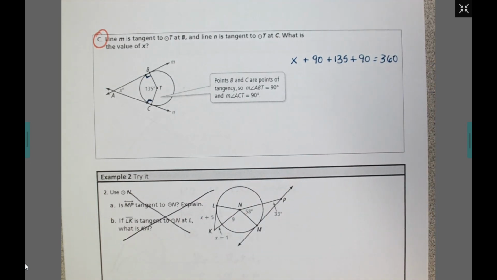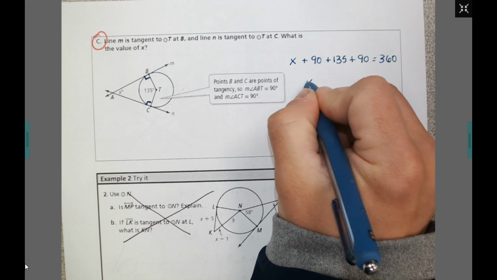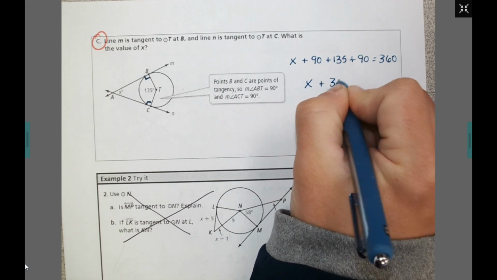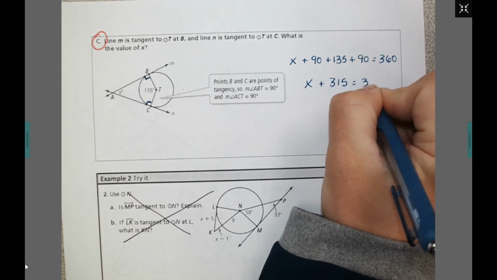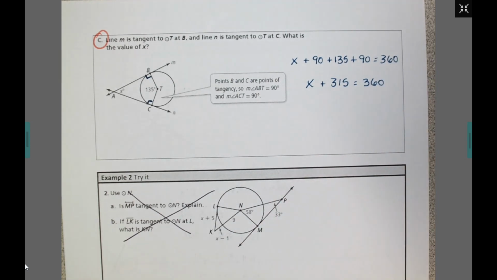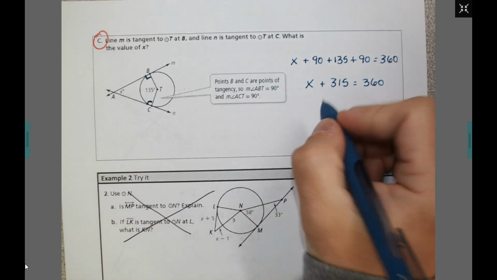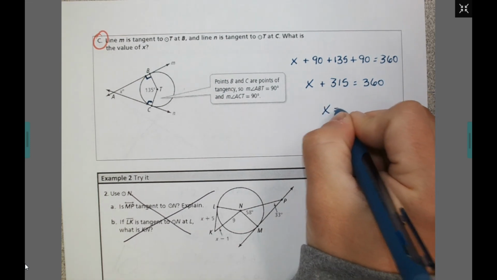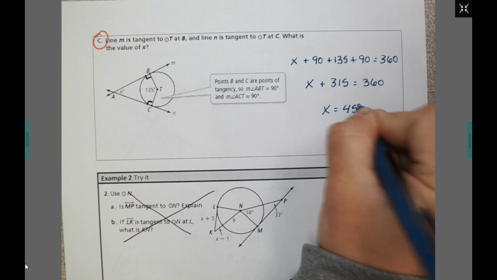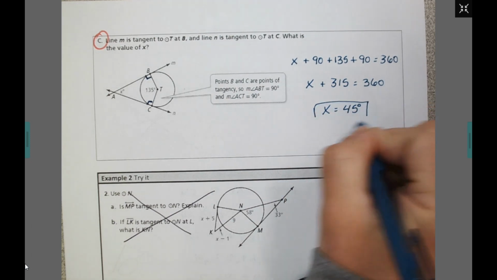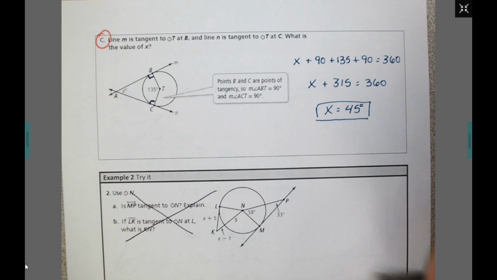To solve this, you need to use your Algebra 1 skills. On this left-hand side, if I add 90, 90, and 135, it's going to leave me with 315. So I have X plus 315 equals 360. Then solving for X, we subtract 315 from each side. Doing that, I'm left with X equaling 45 degrees. Done.